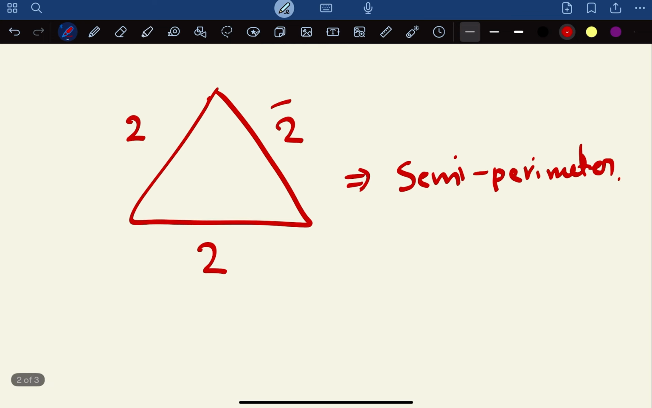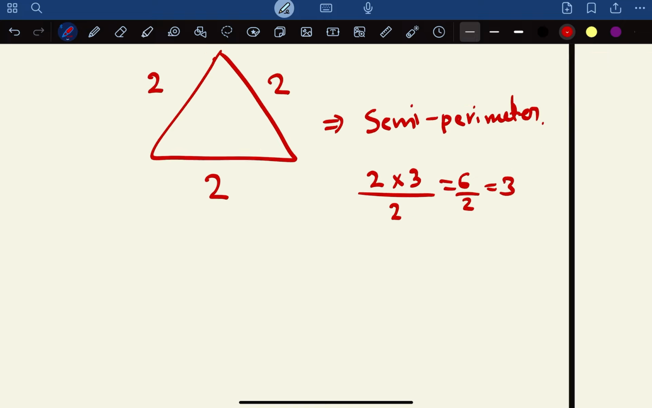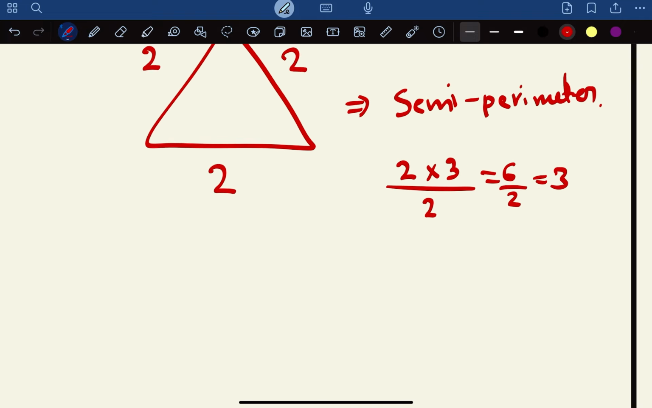Now, we know all of the sides are 2, so all we have to do is to multiply 2 by 3 to get the perimeter. But to make it the semi-perimeter, we have to divide it by 2. That is equal to 6 by 2, which is equal to 3. Looks like we've got a 3 in our equation. That's great. Let's keep going.